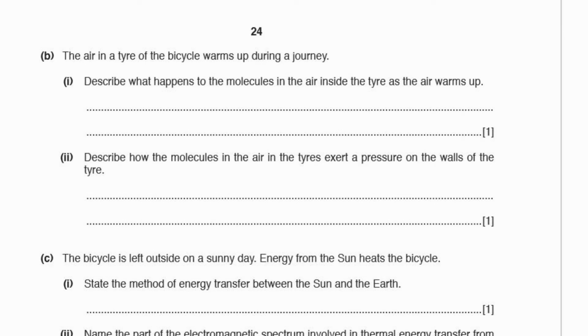B. The air in a tyre of a bicycle warms up during a journey. Describe what happens to the molecules in the air as the tyre warms up. Well, they move faster. They move faster as the temperature increases. 2. Describe how molecules in the air in the tyre exert a pressure on the walls of the tyre. Well, the molecules of the air collide with the tyre wall. And that's where the pressure comes from.